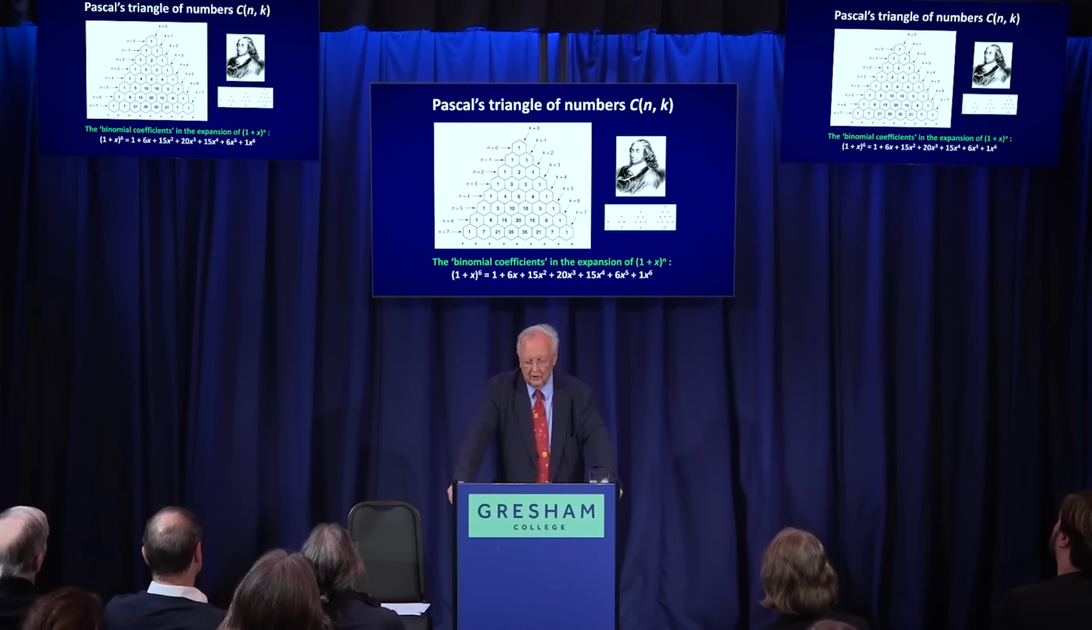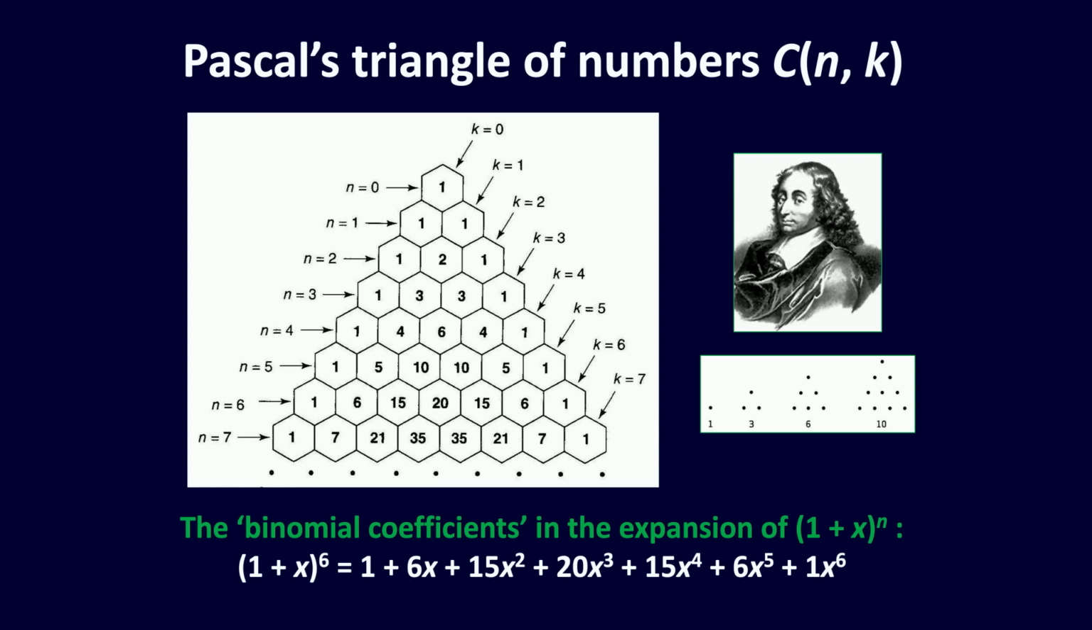We can also look at the diagonals sloping downwards from the right. The diagonal k equals 0 is all 1s. Diagonal k equals 1 lists the natural numbers 1, 2, 3, 4, 5, 6, and so on. While the diagonal k equals 2 features the so-called triangular numbers 1, 3, 6, 10, 15, etc., shown on the right, making triangles. Further diagonals then contain higher dimensional analogues of the triangular numbers.